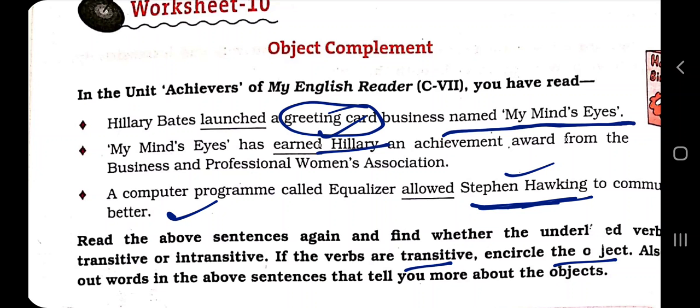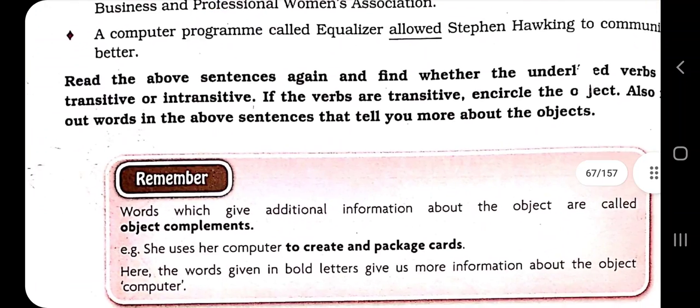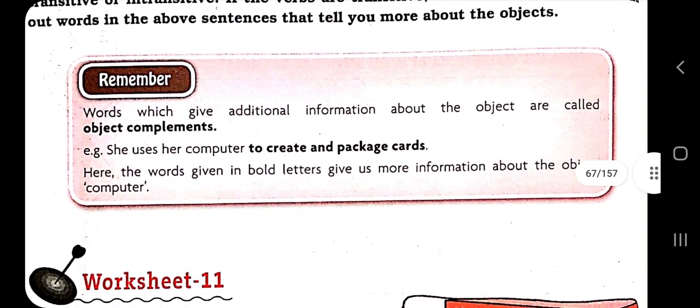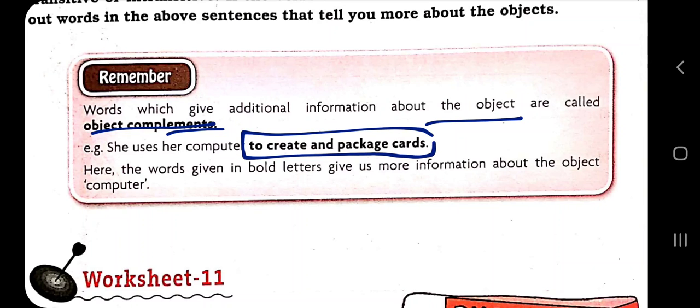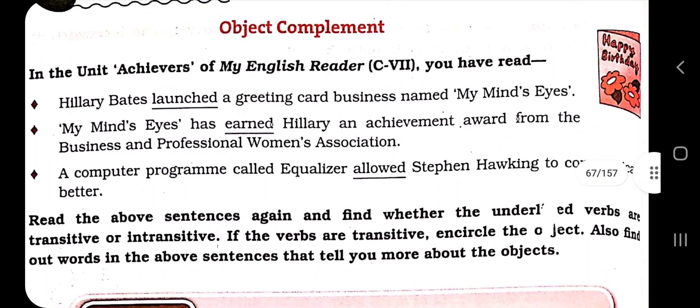Let's do the next part. Words which give additional information about the object are called object complement. Now, she uses her computer to create and package cards. This is some additional information given to the object. It is object complement. Here the word given in bold letters gives us more information about the object, computer. Just see here.